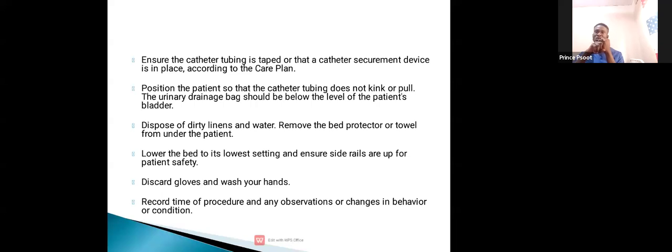Dispose of dirty linens and water. Remove the bed protector or towel from under the patient. Then lower the bed to its lowest setting and ensure side rails are up for patient safety. Then you can discard your gloves and wash your hands. Record the procedure and any observation or changes in behavior or patient's condition.